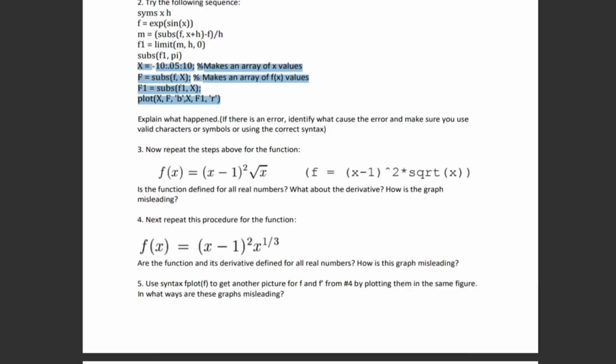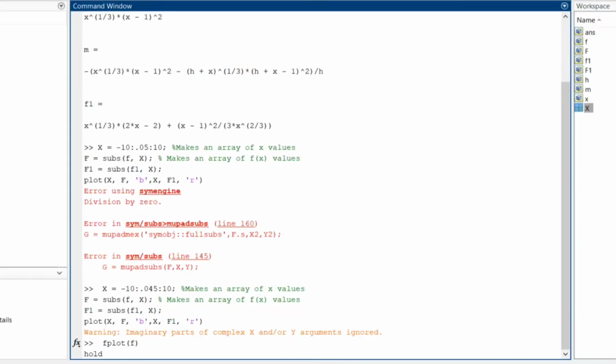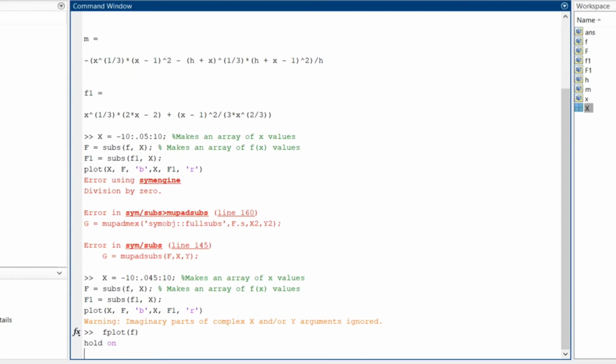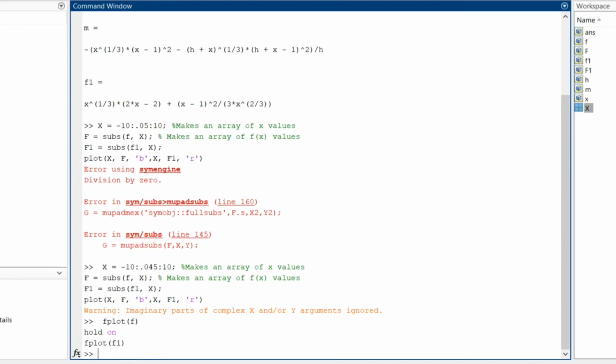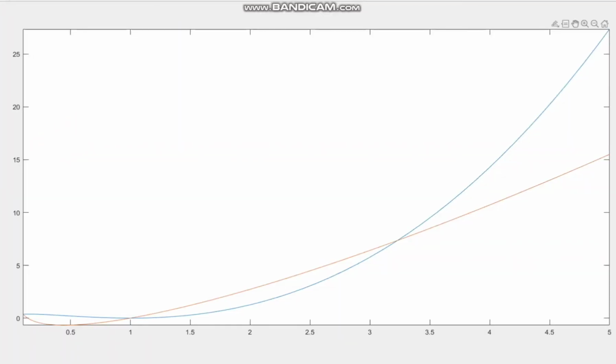Now we continue to question number 5. fplot f. So we use this command. We don't need to put the value because the system will declare for us the correct value. As you can see, we get the graph at the same axis. So this function is very well defined.